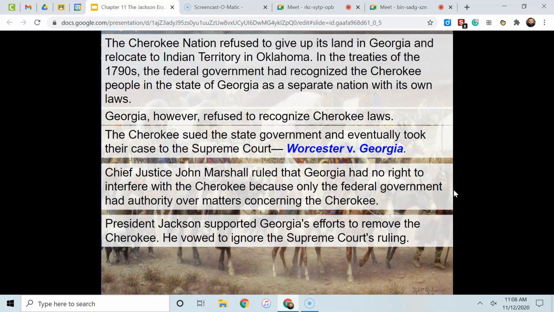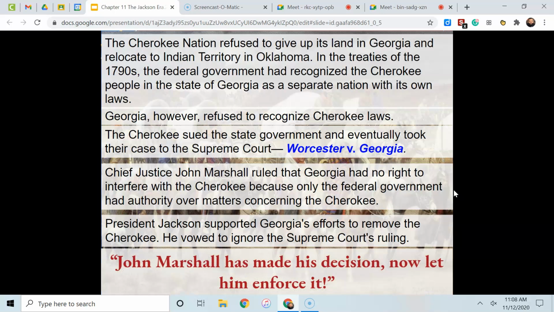But President Jackson supports Georgia's efforts to remove the Cherokee. And in fact, he vowed to ignore the Supreme Court, and that's kind of exactly what he does. Let me give a little bit of context about this quote. It is from Andrew Jackson, essentially taunting the Supreme Court, in particular John Marshall, who's the Chief Justice: John Marshall has made his decision, I'll let him enforce it.